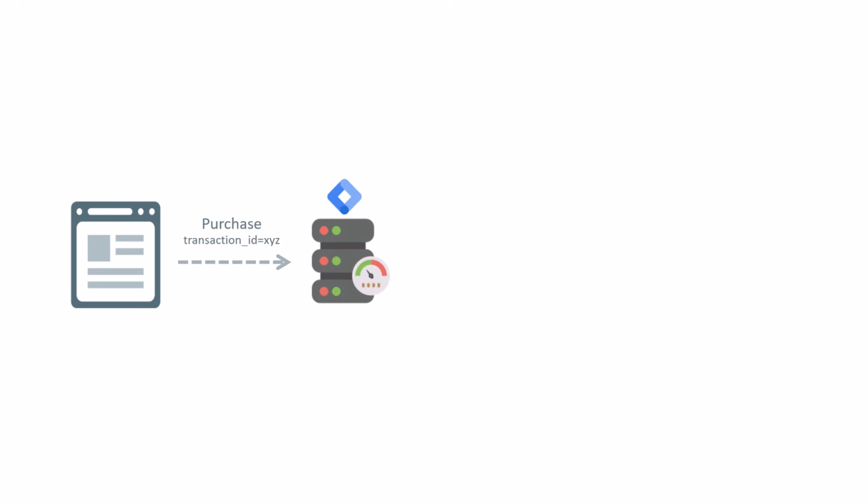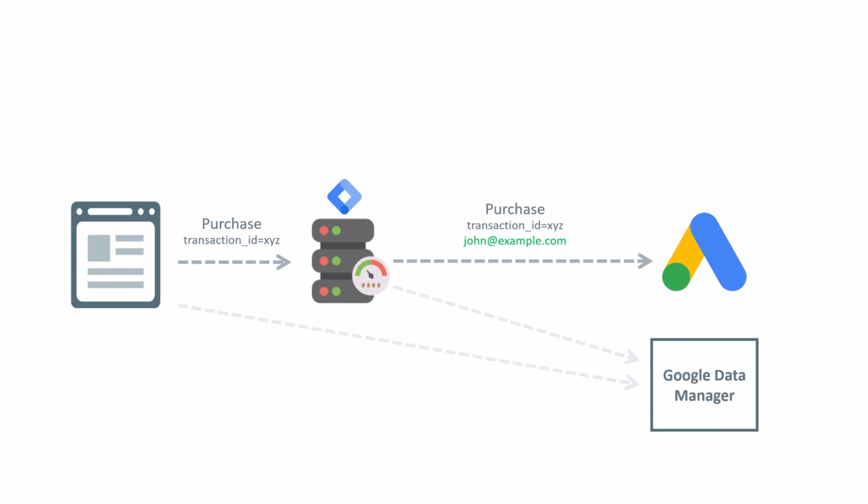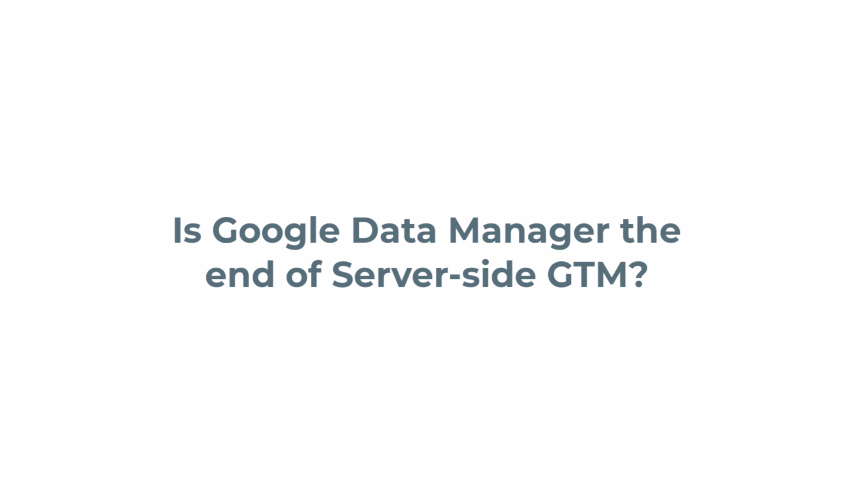These two are not really competitors. In a lot of good setups, they actually work together. You collect and enrich your data in server-side GTM, and then you send it to Google. It can be sent via Google Data Manager. It can also be sent, for example, with a Google Ads conversion tag. Data Manager becomes one of the destinations your server-side container delivers to. So it's often not GTM or Data Manager. It's GTM and Data Manager. So back to the question. Is Google Data Manager the end of server-side Google Tag Manager? No, it's not replacing it. Different tools for different tasks.